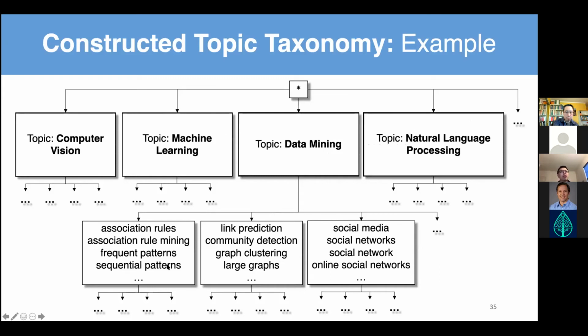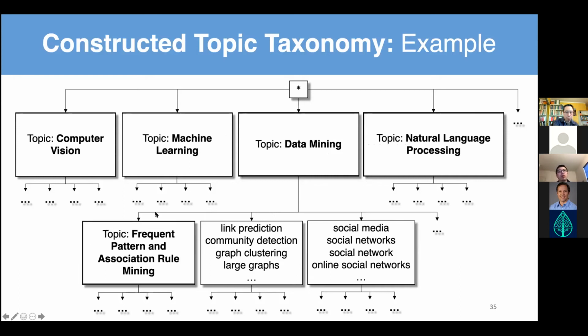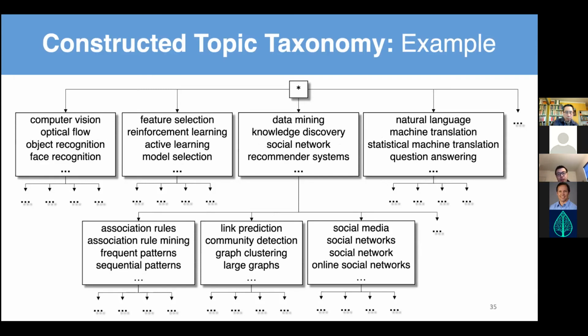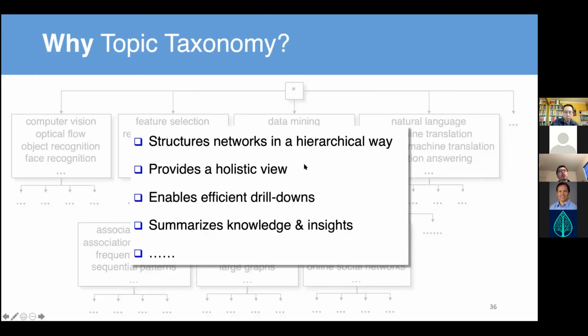Then under data mining, there are a few child nodes here. And you can tell the first one is about frequent patterns and association rules. The second one is about graph mining. The third one is more related to social network analysis. So these are something we are expecting, and we want to have this to help us structure the network in a hierarchical way. It can provide you a holistic summary of the corpus, and it can help you efficiently figure out which subnetworks you are more interested in.